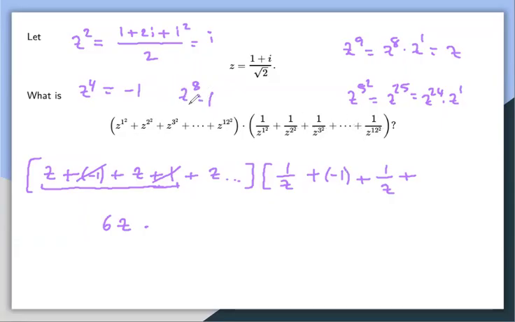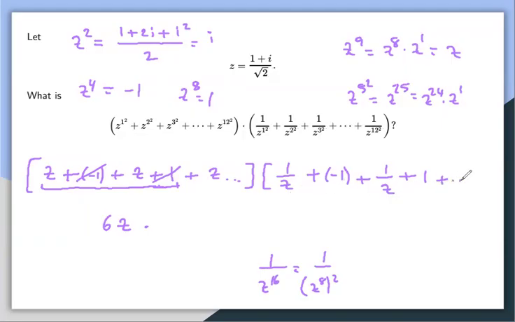So 1 over z to the 16 is the same as 1 over z to the 8 to the second power, but we know that z to the 8 is 1, so the square is also 1, so 1 over 1 is 1. So we have 1 over z, negative 1, 1 over z, and 1. So now we have a cycle of these 4.